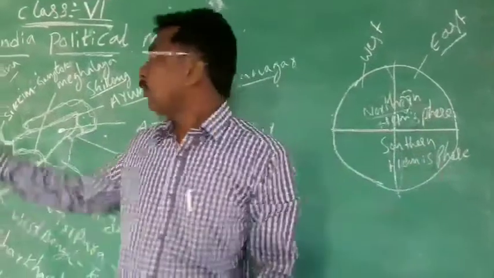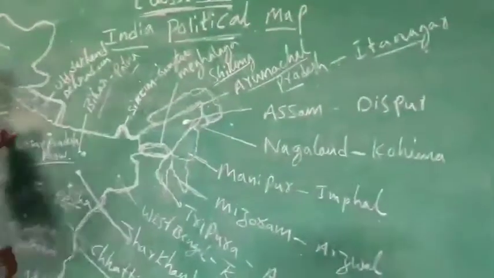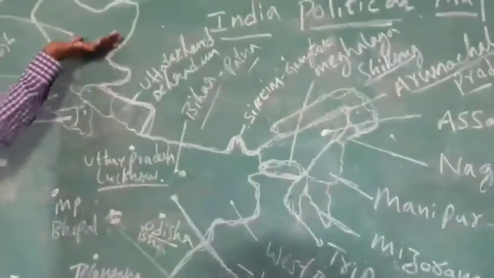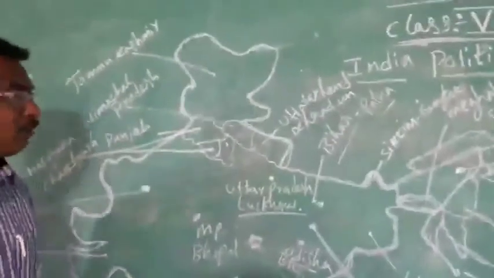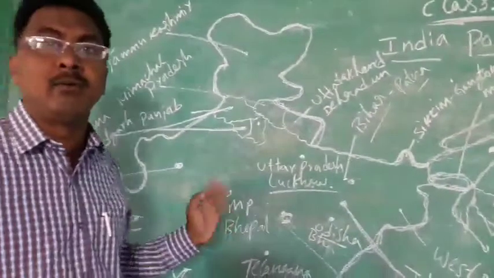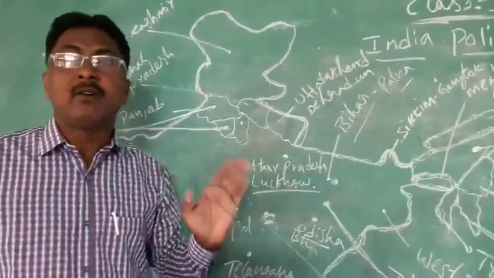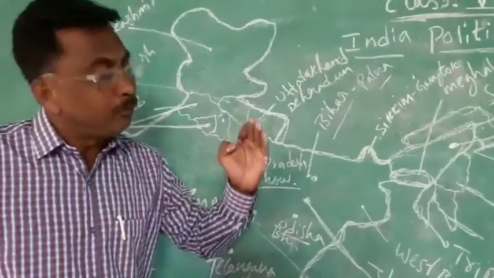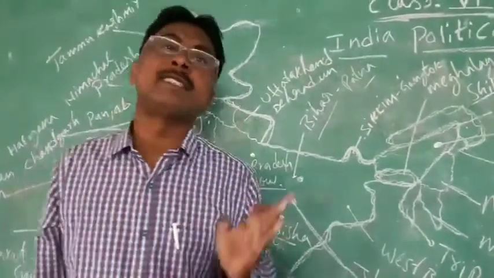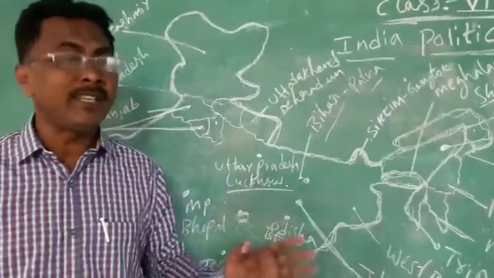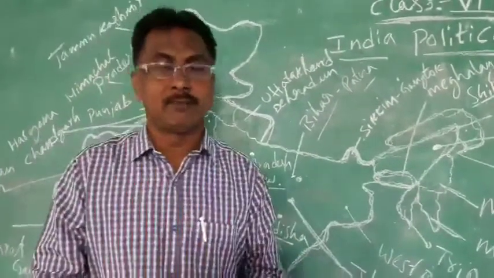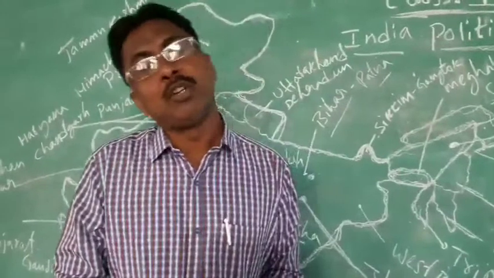And now come to our India map. I am going to tell you about the India map now. I am going to tell you about the states of our country, and we have 28 states at present. At present, our India has 28 states. Before that, we used to have 29 states.